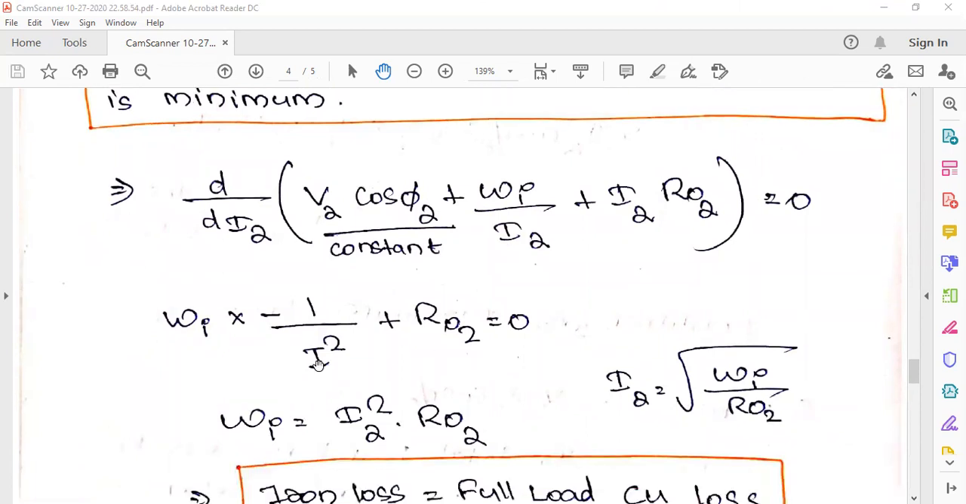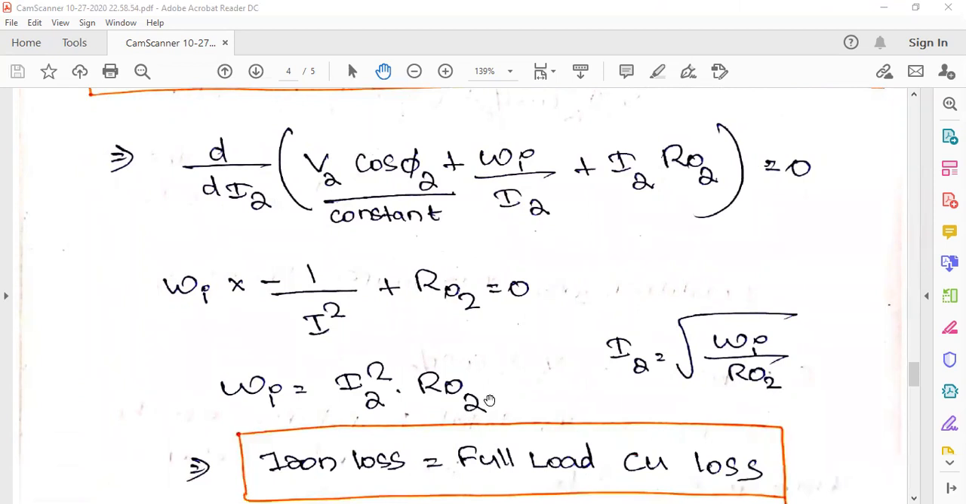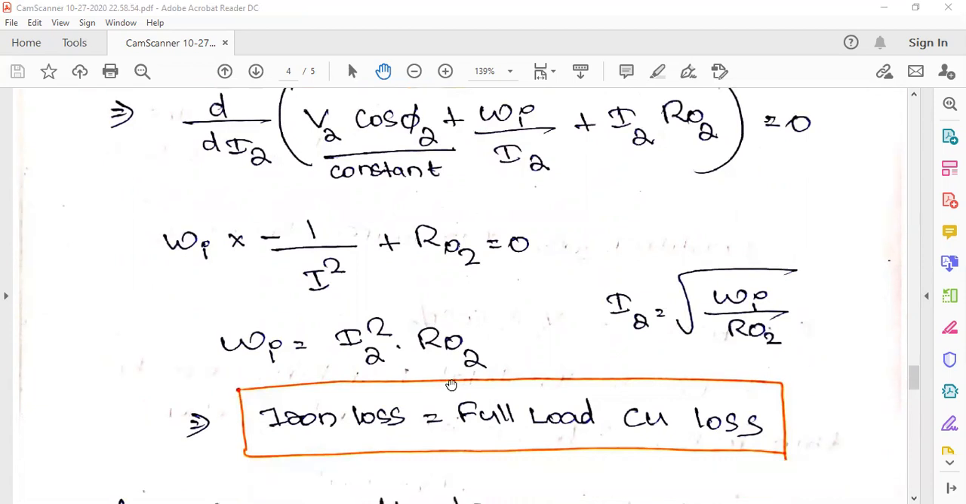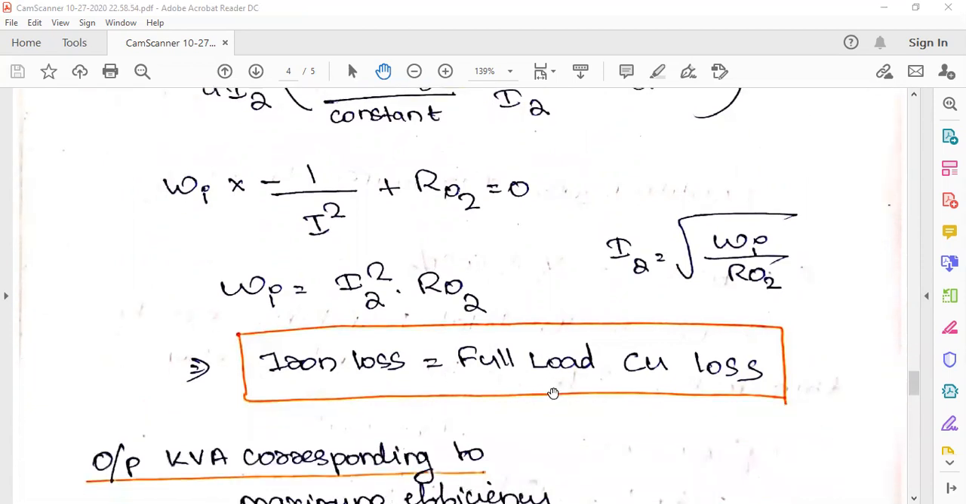So we will get Wi is equal to I2 square R02. What is it? Iron loss is equal to copper loss. That's what we are getting here. Variable loss is equal to constant loss. So iron loss is equal to, always remember, the full load copper loss only.